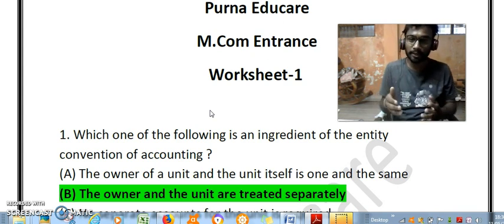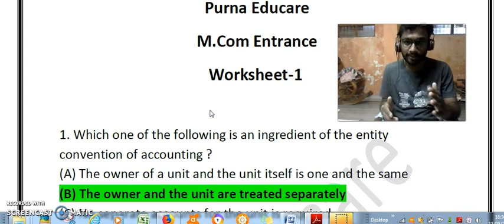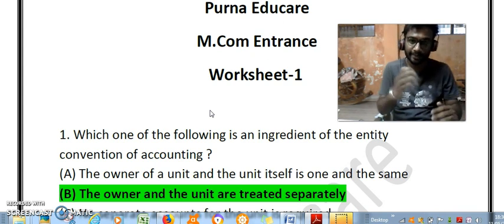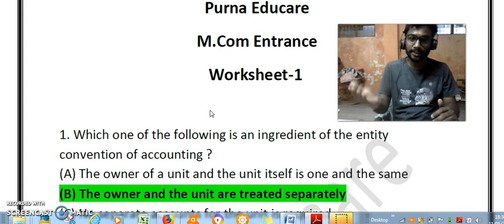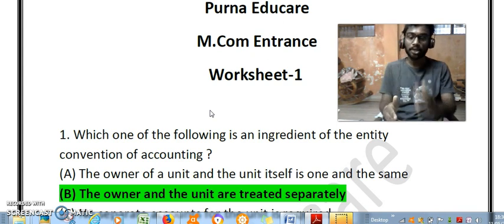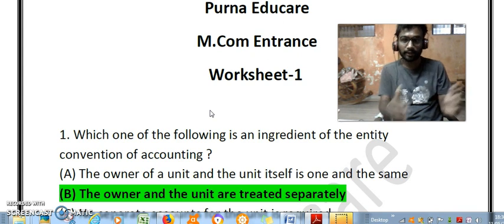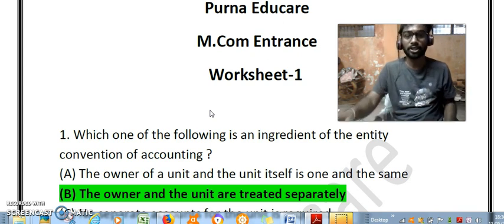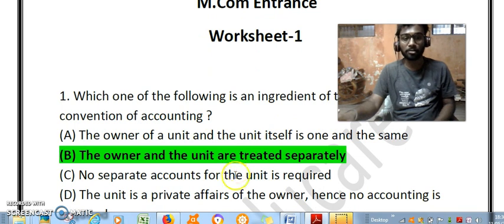So what does it mean? The personal transactions of the owner are different. The transactions related to the business are different, with regards to any kind of expenses. The transactions related to the owner are different, the business concern is different. So the correct answer is option B, the owner and the unit are treated separately, right?